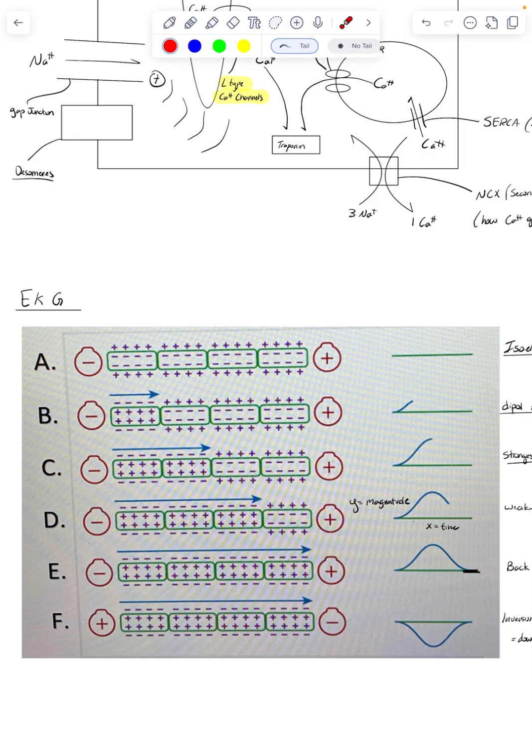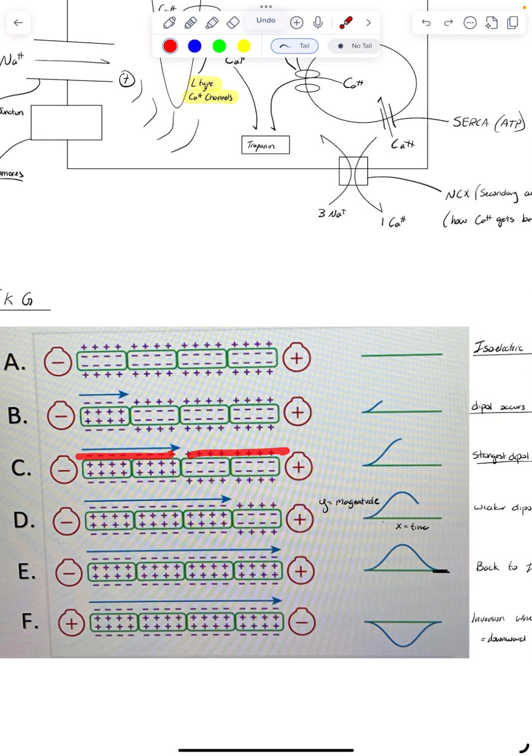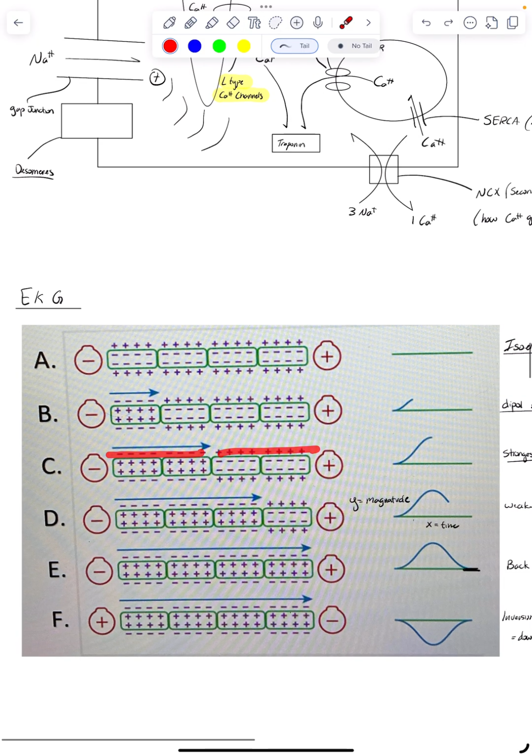But then I just said we're going up. Here is a perfect dipole moment. We have the same amount of charges, positive charges, as we do negative charges outside of the cell. That's a perfect dipole moment. So this is going to be that peak. That's going to be the highest point.